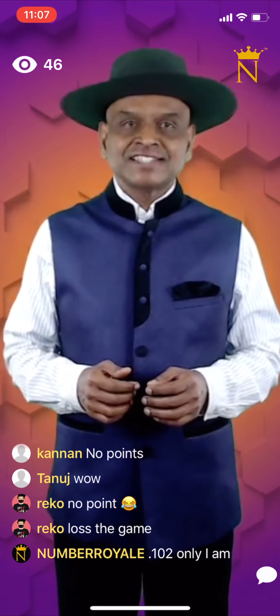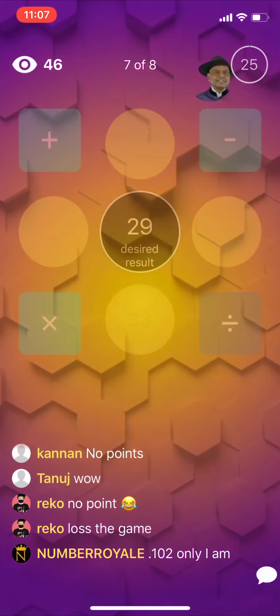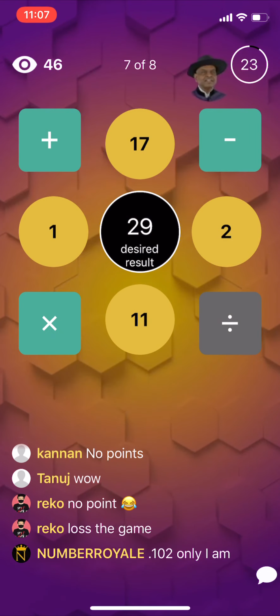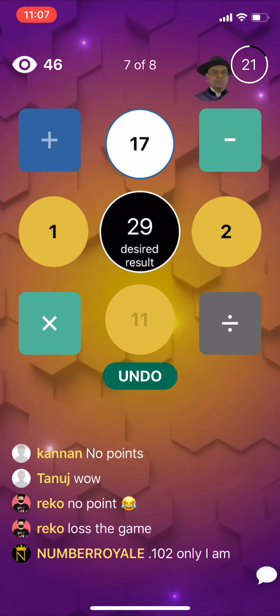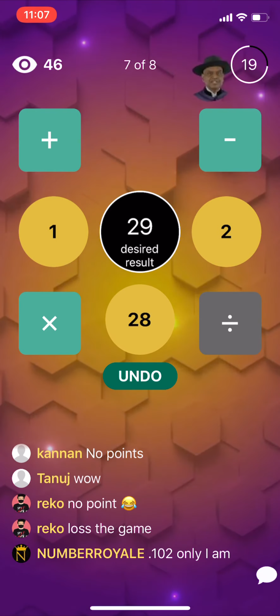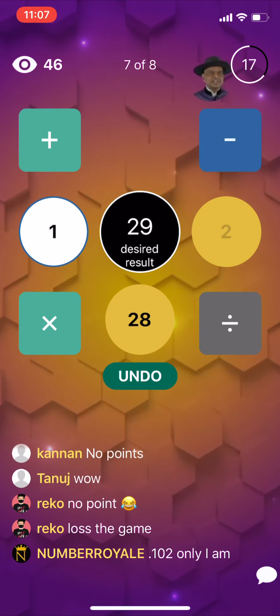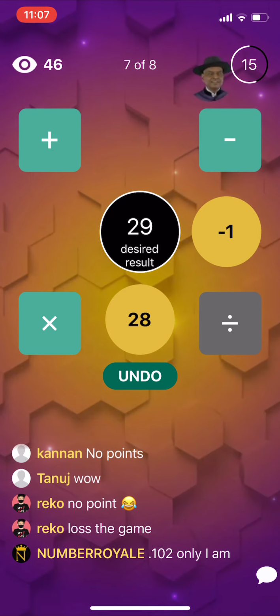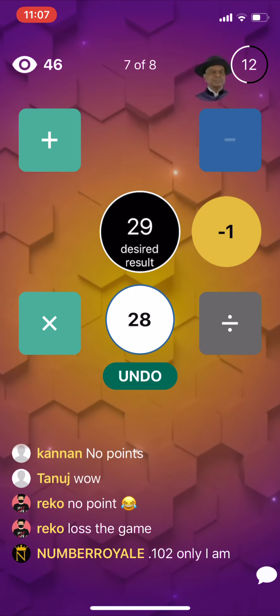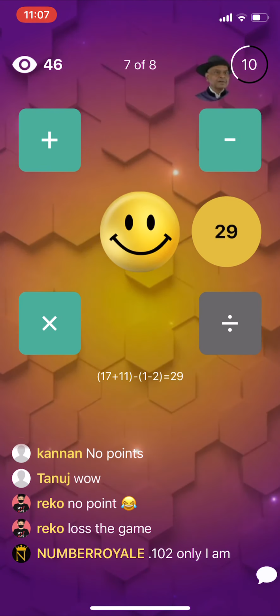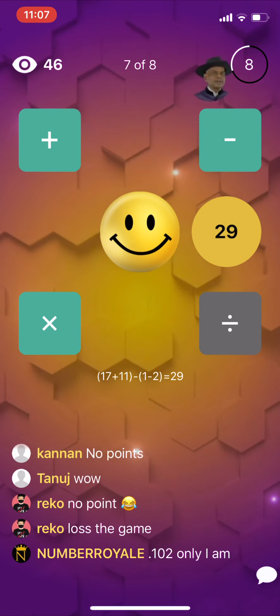Let's try question 7. 17, 2, 11, and 1. Addition, subtraction, and multiplication. The desired result is just 29. So I'm not sure. Do we need to use multiplication? Think about it.